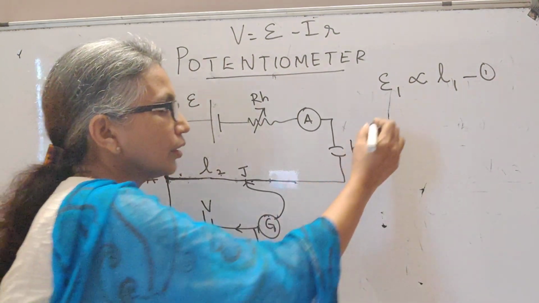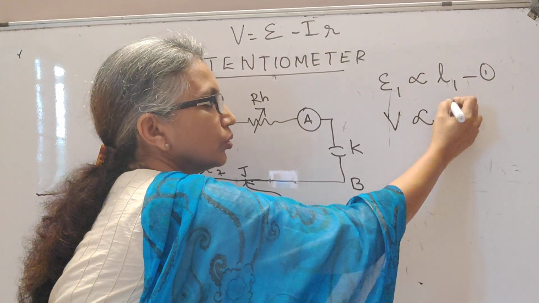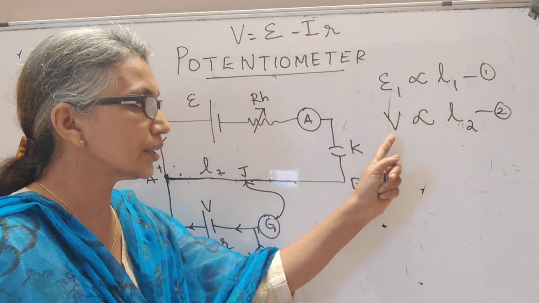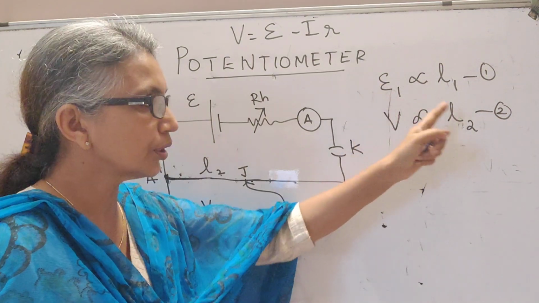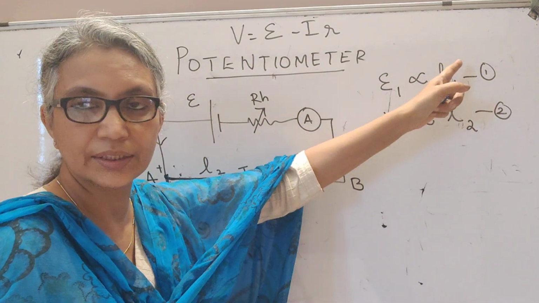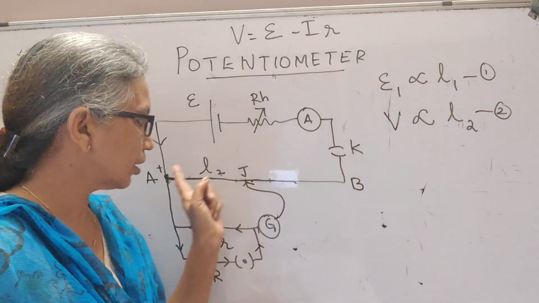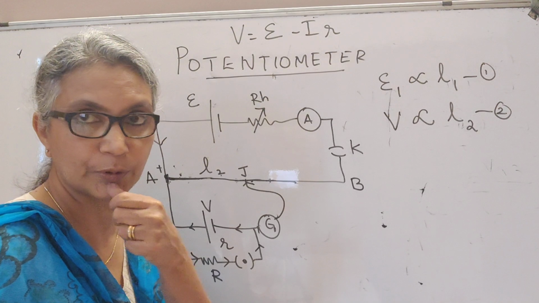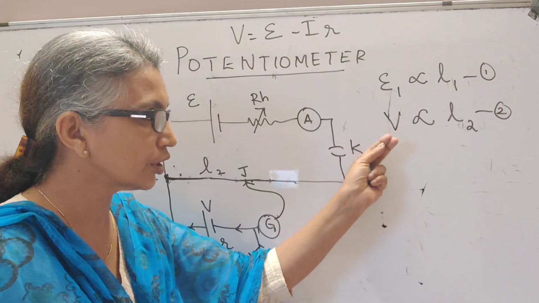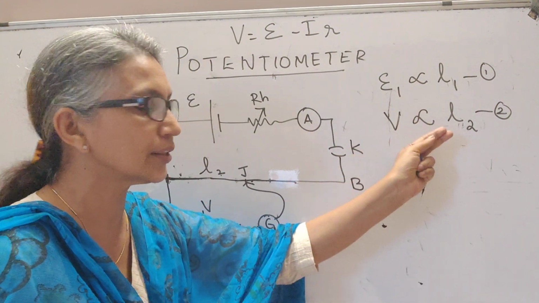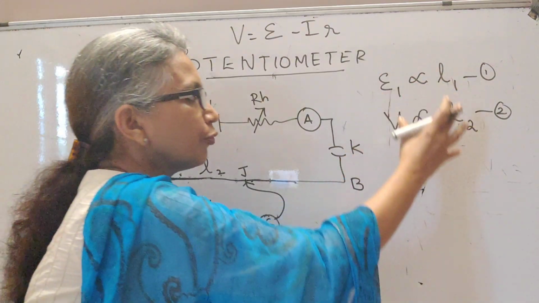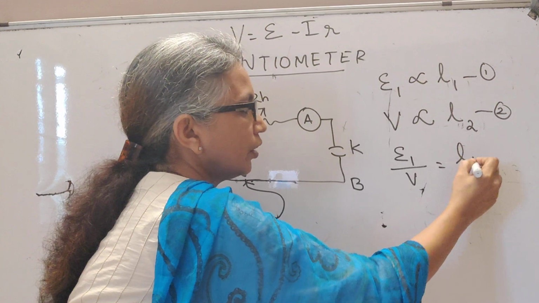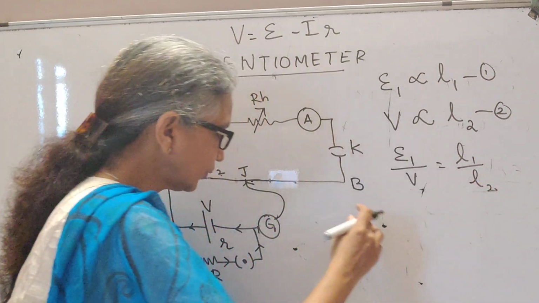So you may now write V proportional to the second balance length L2. Since V is less than E1, surely your balance length L2 should be less than L1, right? Because V is proportional to L. That's the principle of the potentiometer. So when your terminal voltage decreases, the balance length is also decreasing. If I divide this, then I have E1 by V equal to L1 by L2.